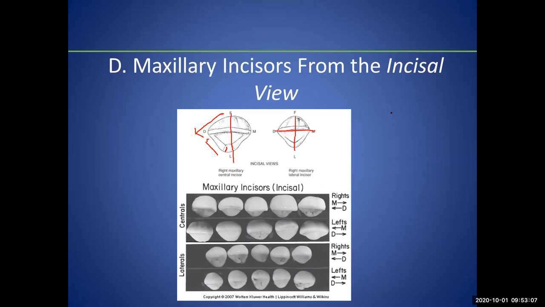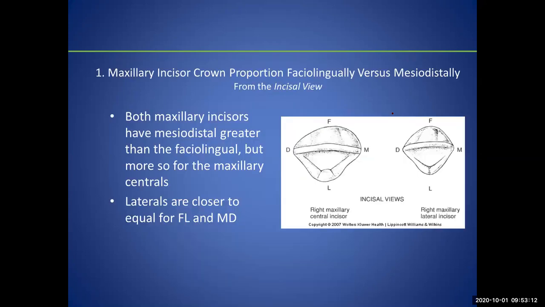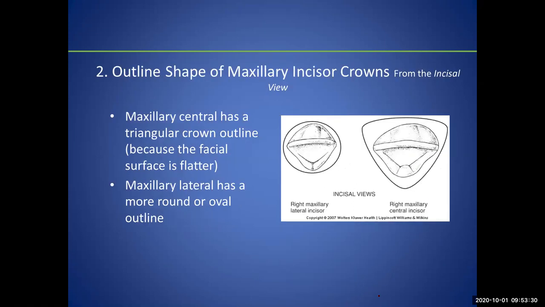I'm saying this over and over and over again on purpose. Both maxillary incisors have a mesial distal greater than the facial lingual, but more so on the maxillary central. So what they're saying is it's wider than it is fatter. The maxillary central has a triangular outline because of that facial surface being so broad, and the maxillary lateral is a little more oval.